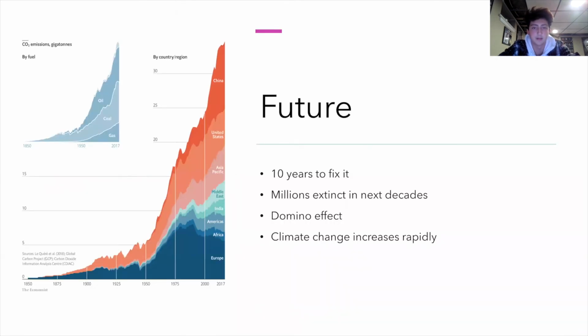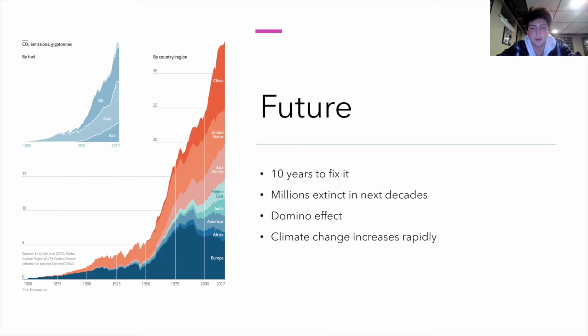So on the next slide, I'll be talking about the future. And according to the United Nations, we have 10 years to fix climate change, or else whatever damage we've done is permanent and there's no going back. So it'll only get worse and worse. And if you can see on the graph just how much it increased, it's like an exponential increase, it only gets worse each year. So we really have to make a change.